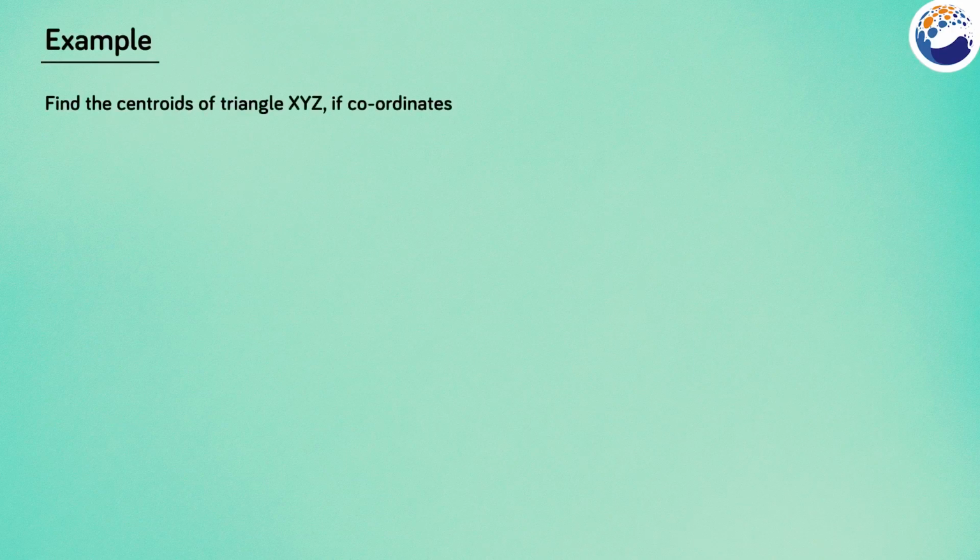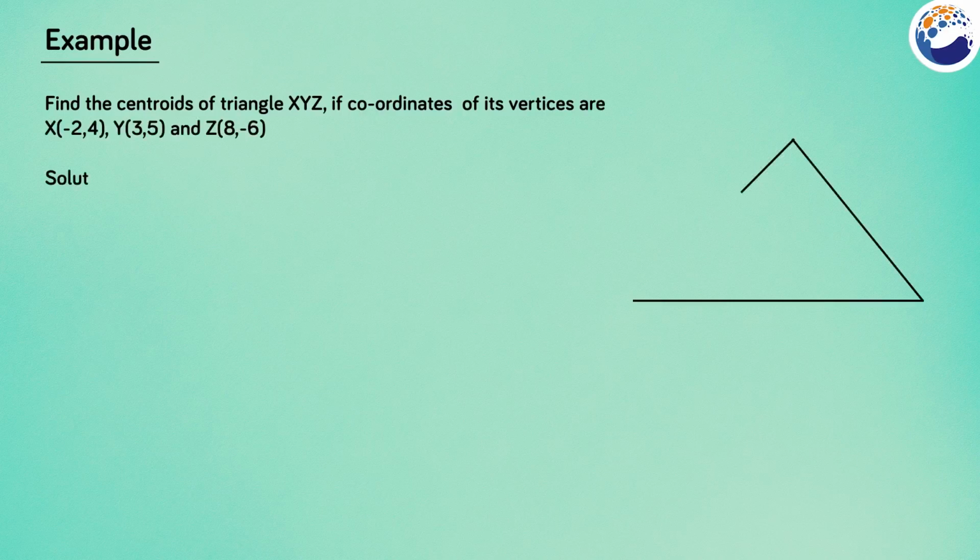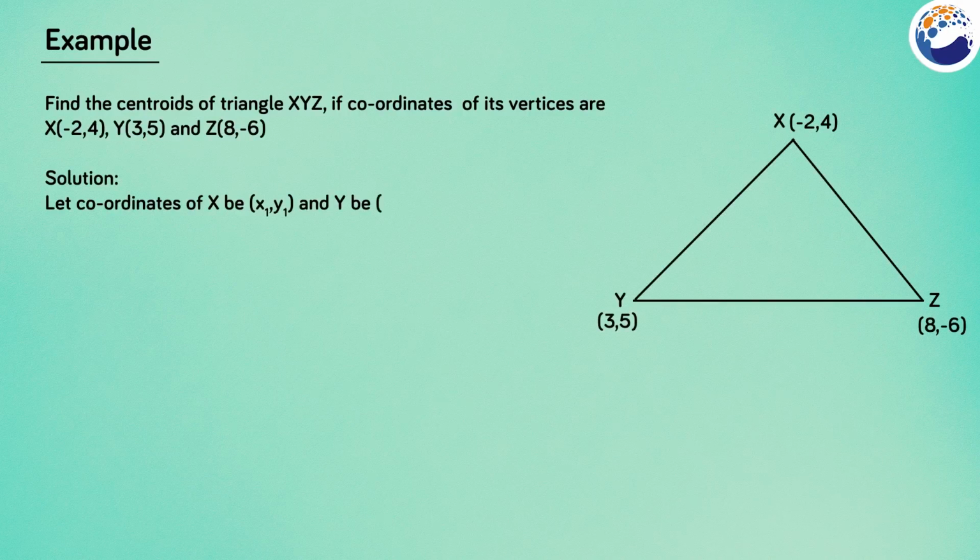Example: find the centroid of a triangle XYZ if the coordinates of its vertices are X(minus 2, 4), Y(3, 5) and Z(8, minus 6). Solution. Let the coordinates of X be (x1, y1), Y be (x2, y2), and Z be (x3, y3). Let G be the centroid of the triangle.